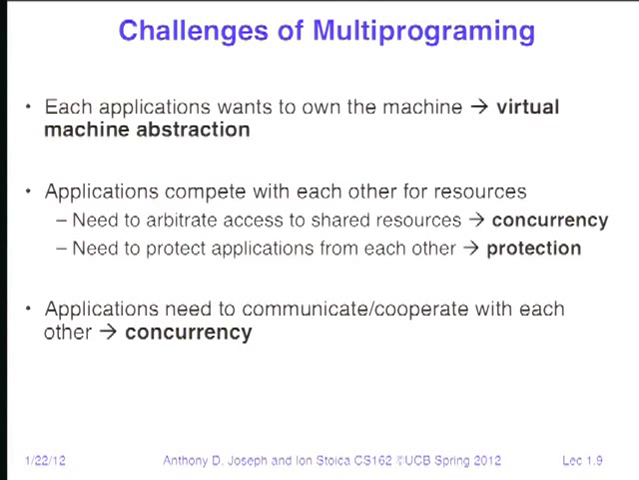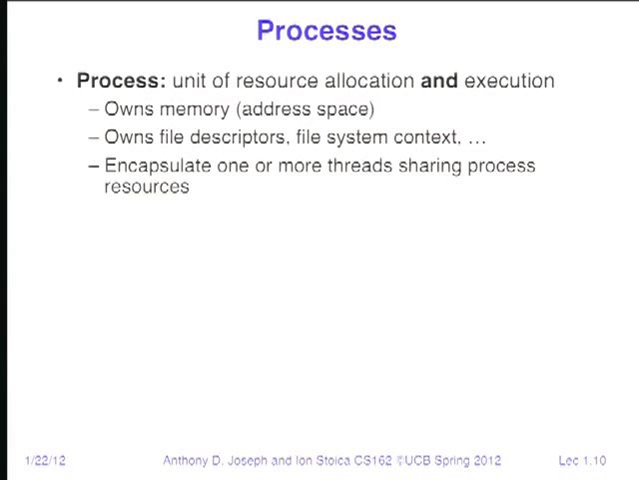Now, processes take a thread and encapsulate one or more threads sharing a set of resources. So memory, an address space, and a set of file descriptors, file system context, I/O state, basically. So two components to a process: a unit of resource allocation and these active threads that are executing within that process.